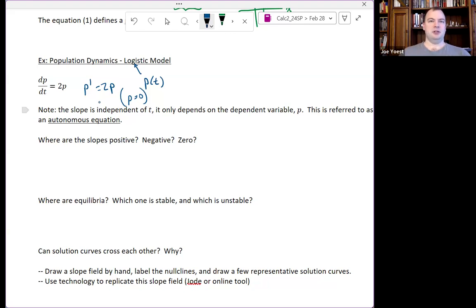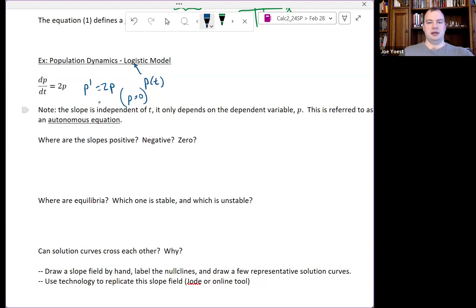If I have some folks in my population that yield some growth rate, if I have twice as many folks in my population to start with, the growth rate is twice as high. If I have twice as many people in my population, there's going to be twice as many births as if I just had 1 times that amount of people, right? That seems pretty simple. This is called the Malthusian growth model.